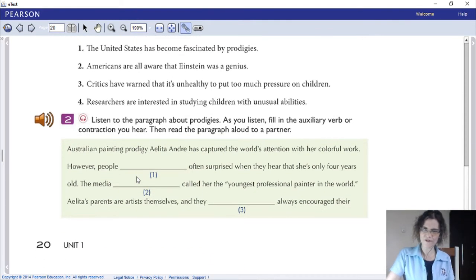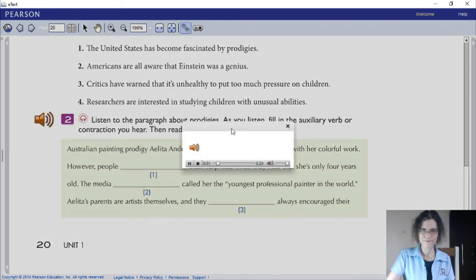You will listen to the paragraph about prodigies, and as you listen, fill in the auxiliary verb or contraction that you hear, and then read the paragraph out loud to just hear yourself say it, to also practice pronunciation. There we go.